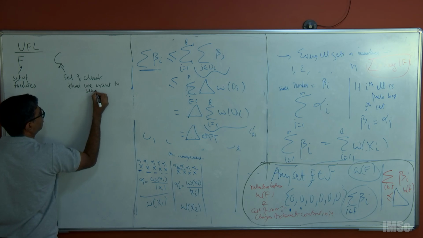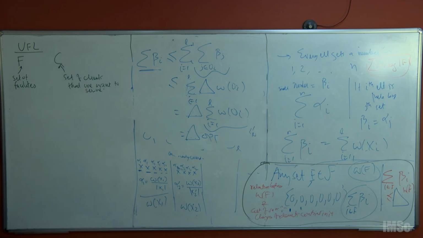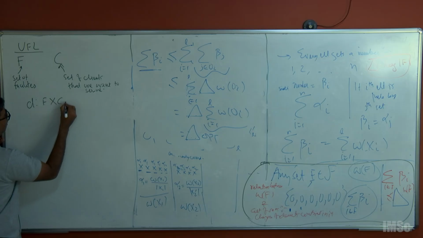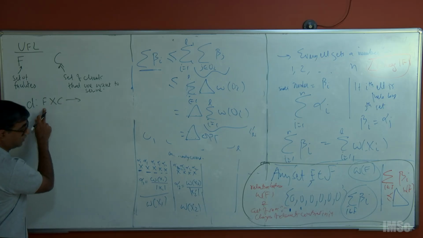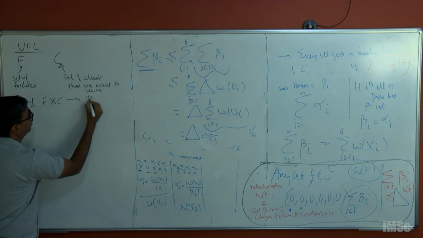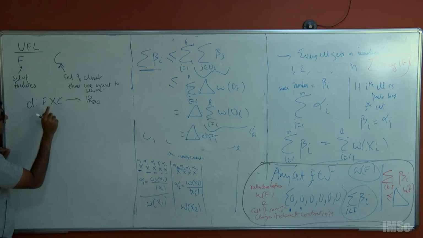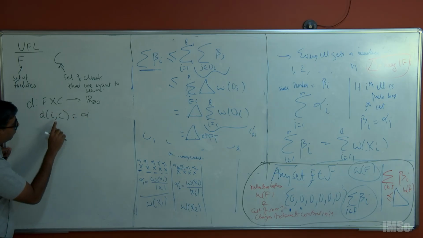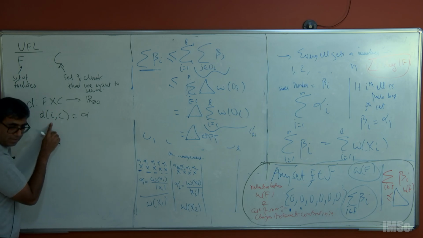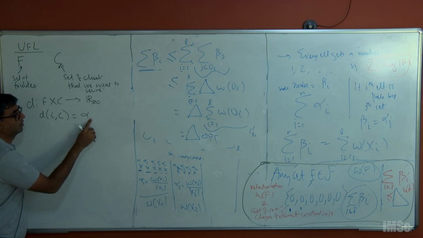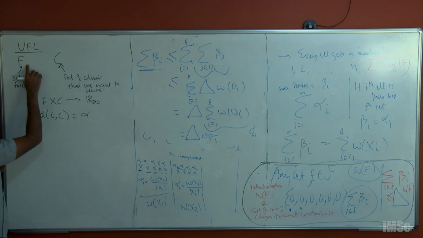There is a distance function from a facility to a client, which is a real number greater than or equal to 0. What does this tell us? If d(i,c) equals alpha, it means that if a client c is served by facility i, then it will have to pay some alpha. So what is given? Facilities are given, cost is given, a distance function is given.